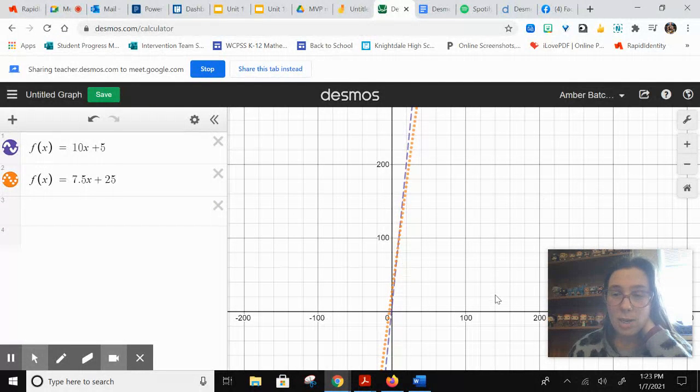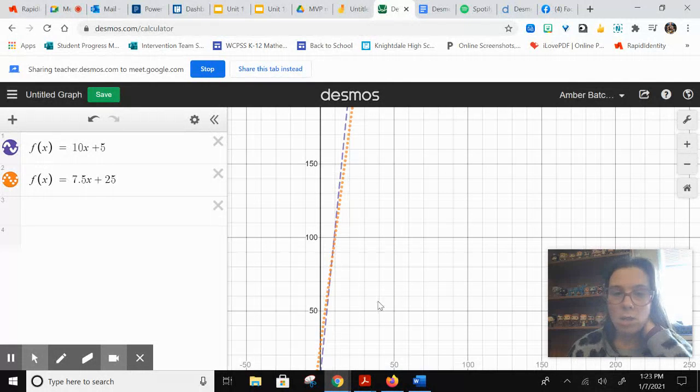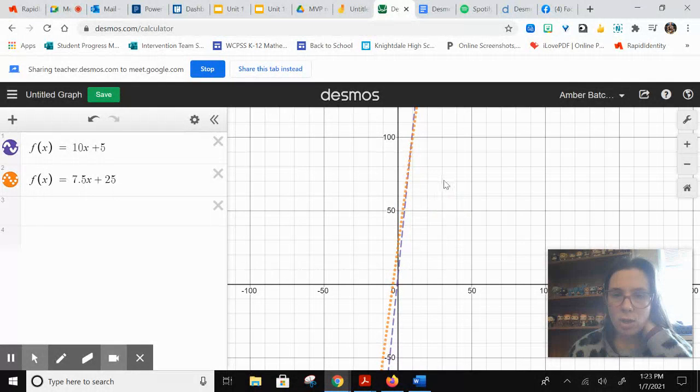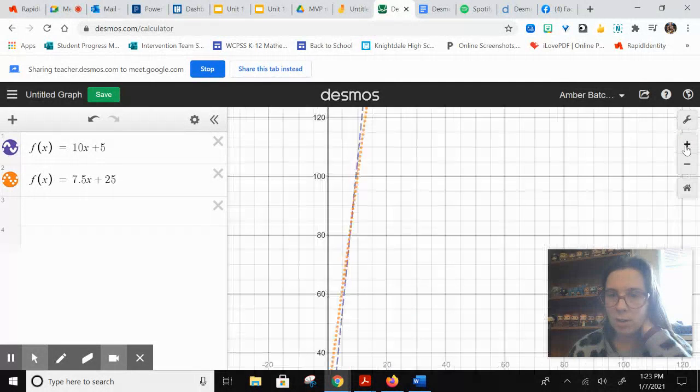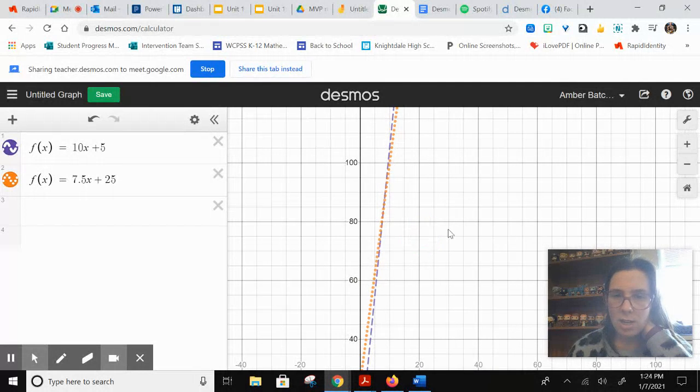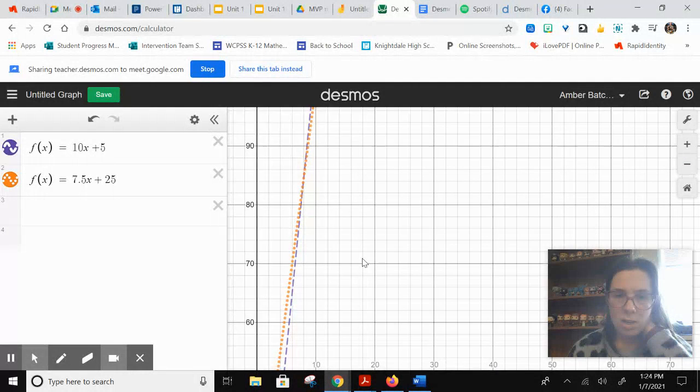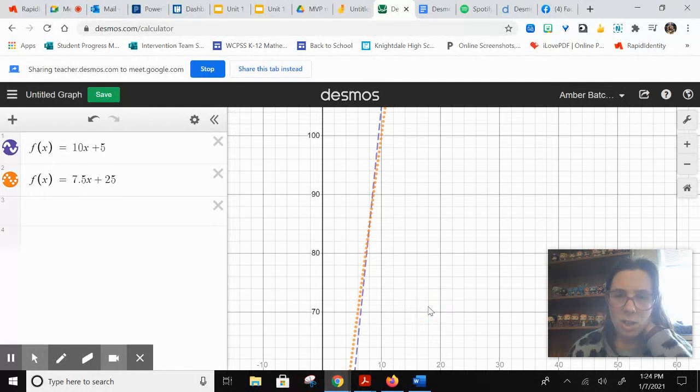Sometimes you need to play around with your zoom in and zoom out settings. So I'm going to play around with it. I'm going to shift it around so I can see here they're starting to go back over each other again. See here. Okay, so I think it's about right in here where they're going to be crossing. I can barely see the purple underneath the orange right here. So I'm going to assume right now that that's probably where they're going to cross.